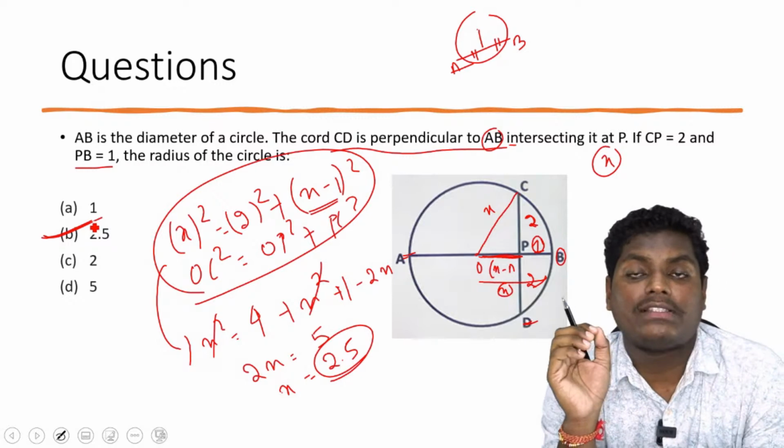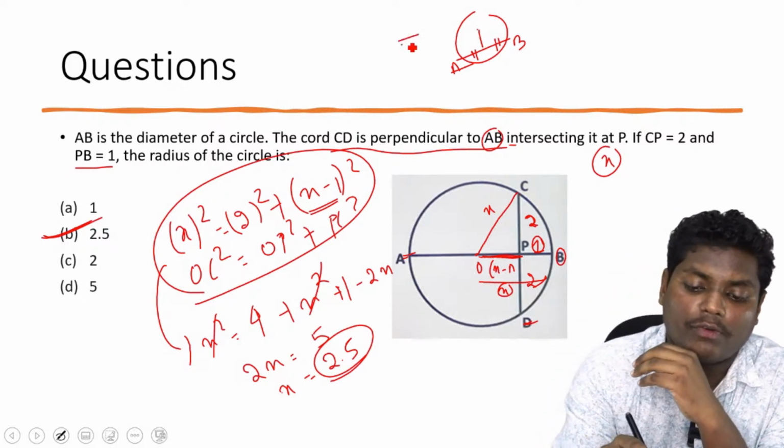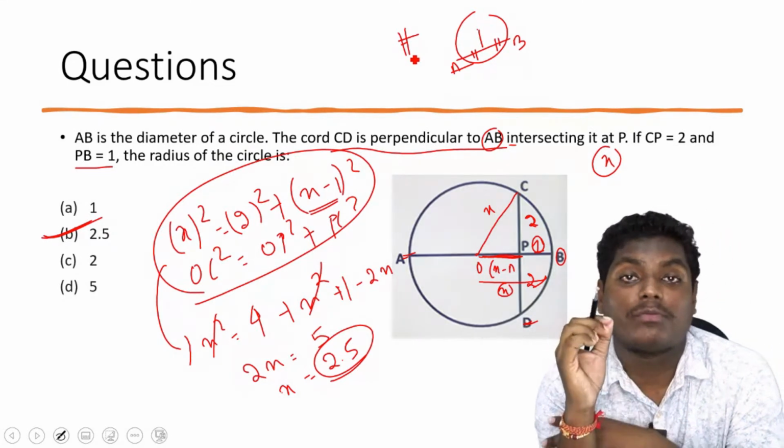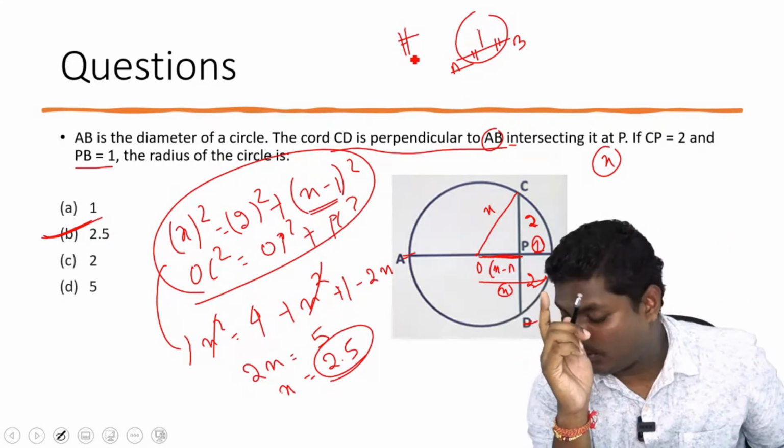So what is the take home message from here? We came to know about the two properties of chord. When we draw a perpendicular from the center to the chord, it will bisect it into two halves.